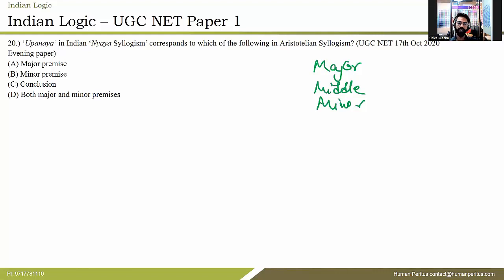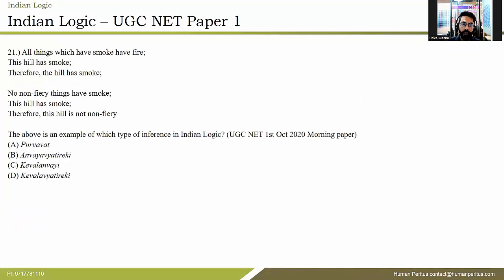So in this question, they have asked about Upanaya. Where does Upanaya stand in the Indian syllogism when it is compared with Aristotelian syllogism? Upanaya is interconnected to Udaharana or example part, which is connected with Paksha, which is minor premise, minor term. All right. So correct answer is B. Now, moving on to the next question.